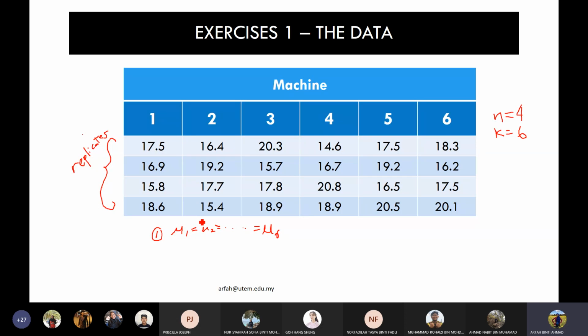Okay, guna analysis of variance. Masukkan data ni dekat dalam Excel awak and then show to me dia punya output. Cuba buat. Dah siap, cuba tengok ya. Dapat berapa? Okay, share screen. Okay, jap.